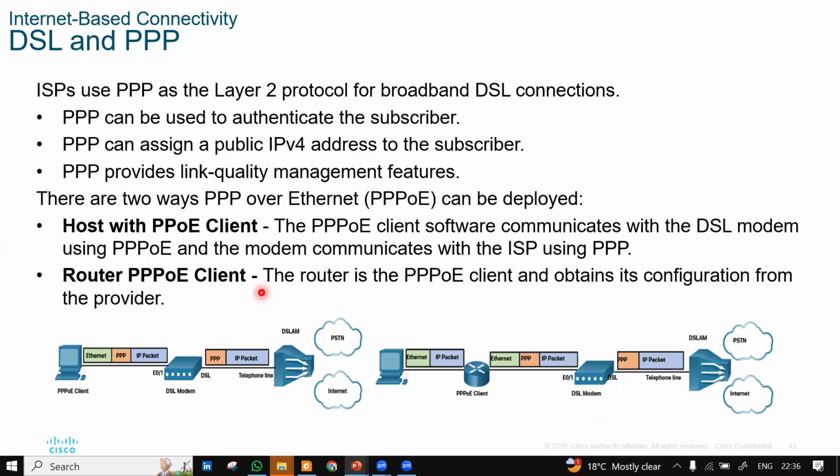There are two ways PPP over Ethernet can be deployed. Right. So PPP we cannot easily deploy. We can deploy it over Ethernet. Okay, let me rephrase. There are two ways PPP over Ethernet can be deployed. We have host with PPPoE client. Then we have router with PPPoE client. This is supposed to be PPPoE.